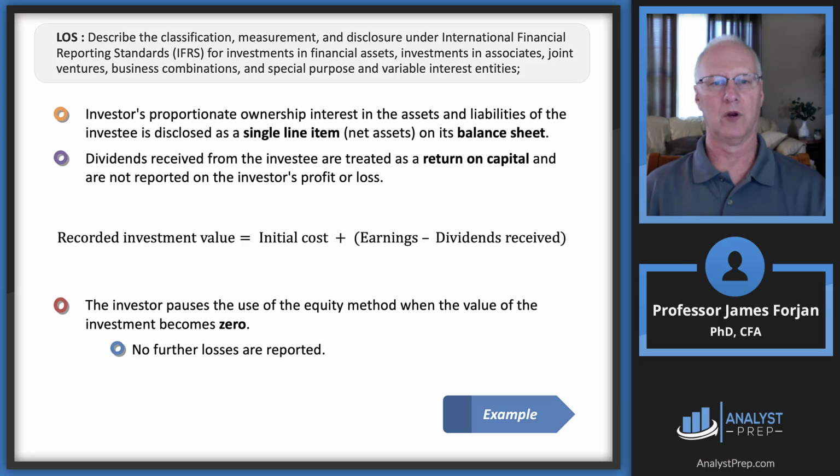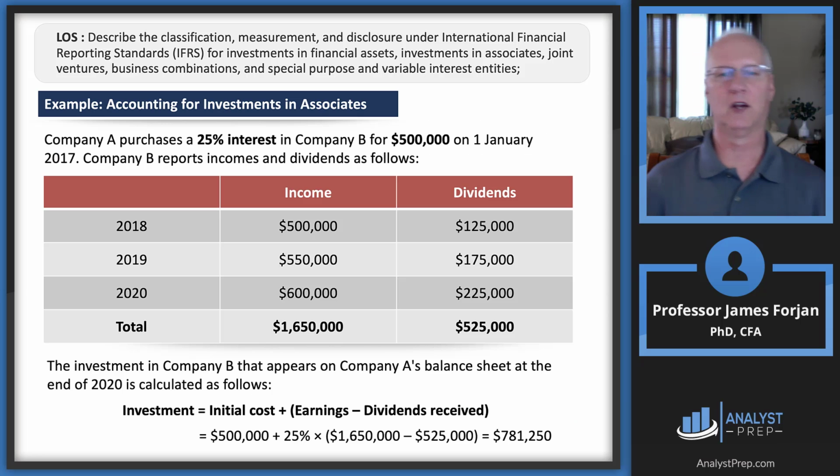And so that recorded investment value, that makes perfect sense, right? We're going to take the initial cost and then add the difference between what the firm earned and how many dividends we received. Look at that bottom point there. Investor pauses the use of the equity method when the value of the investment becomes zero. That makes perfect sense. Let's go ahead and look at just a quick example.